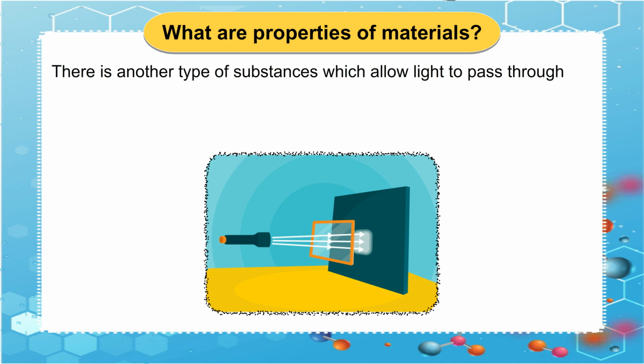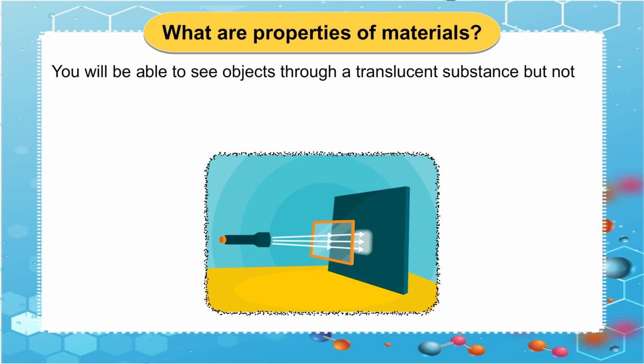There is another type of substances which allow light to pass through them partially. These are called translucent. You will be able to see objects through a translucent substance but not clearly.